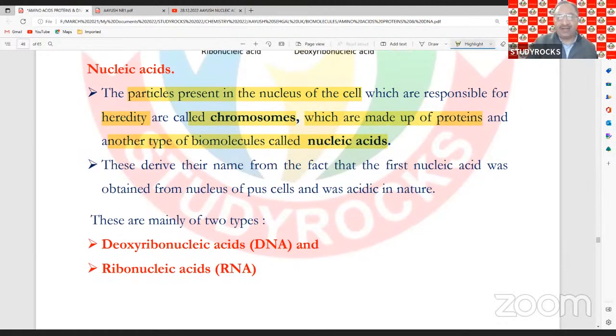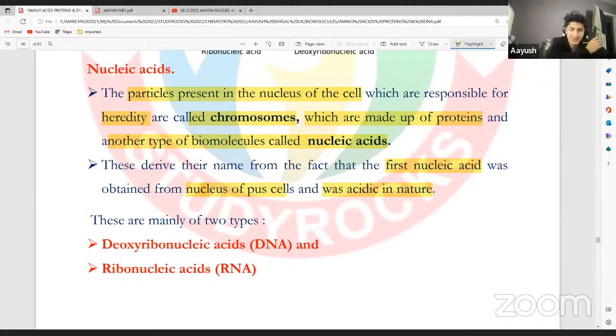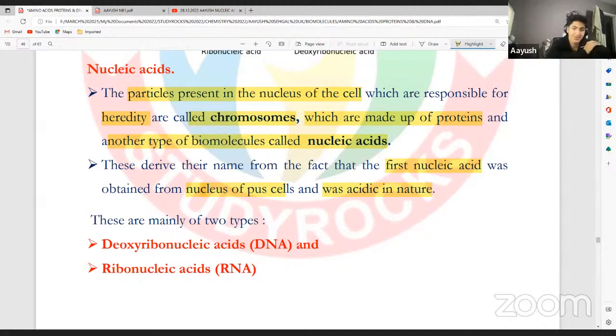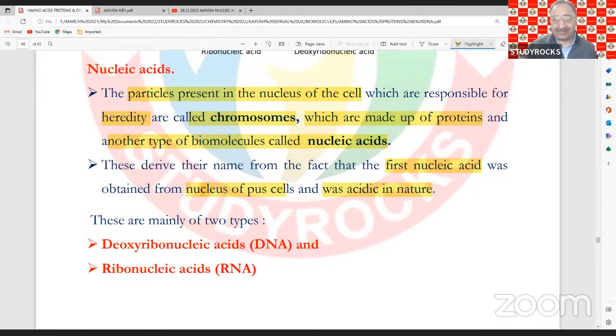So these derive the name from the fact that the first nucleic acid was obtained from the nucleus of pus cells and was acidic in nature. Since it's a chemistry class, we must be very sure how much acidic. Very, very poor. These cannot turn blue litmus red. So this acidic nature is practically a very small amount compared to the other acids that we study in chemistry. This should be clear to you right at the onset that these are very, very poor acids.